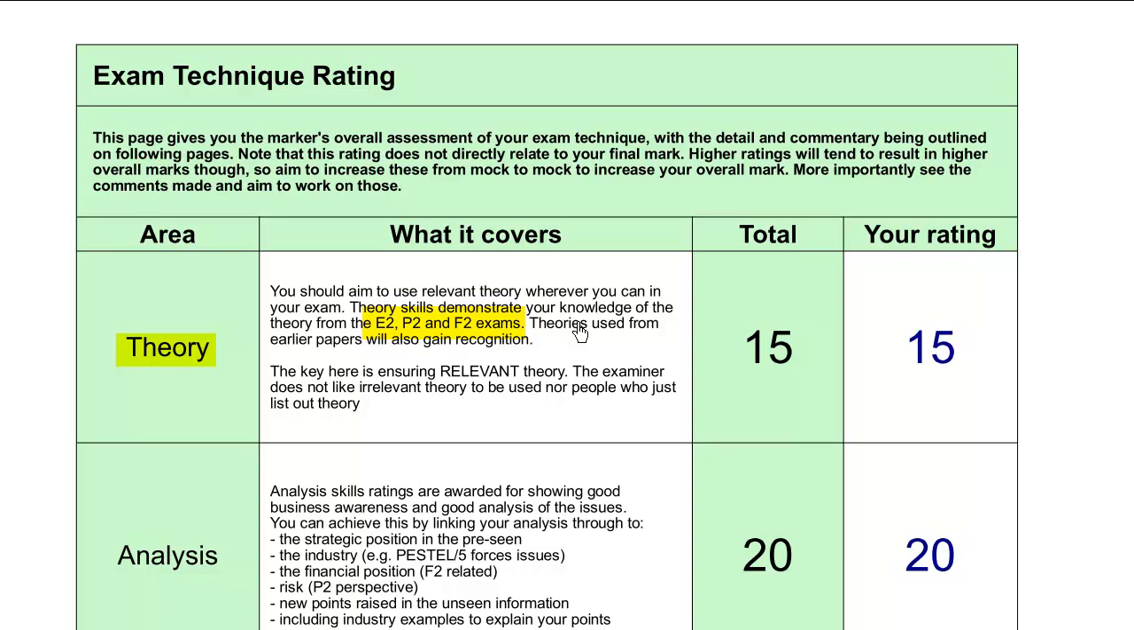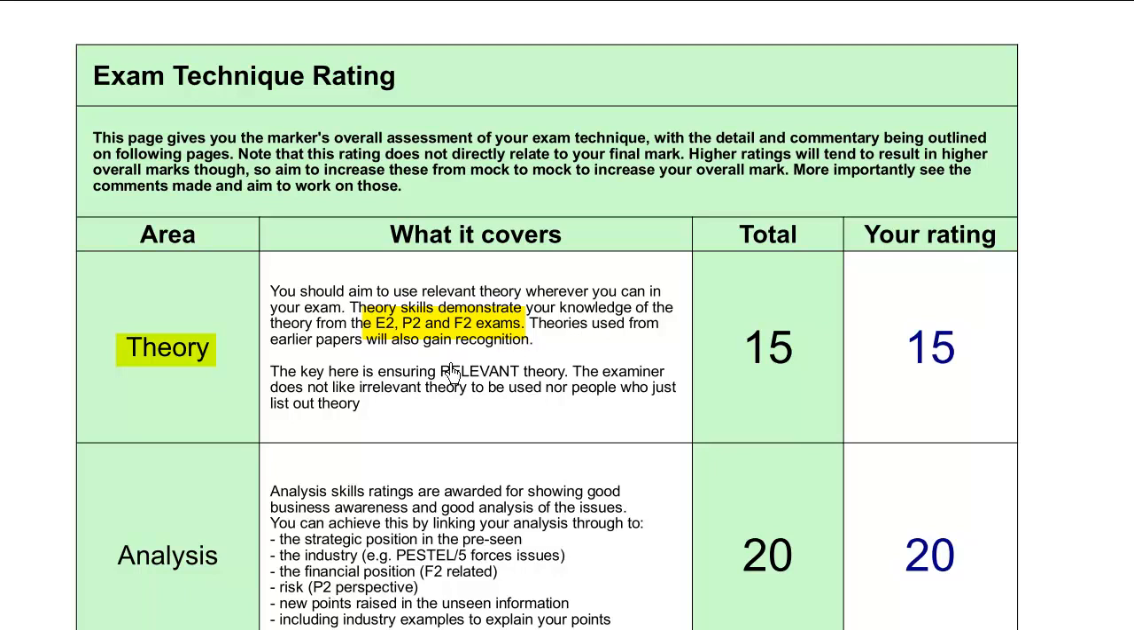Quite often if you've got a people skills or leadership type question, you can bring in the E2 management theories and you won't have been told which one to do. So the question is, are you demonstrating and bringing that in, even if the question isn't actually telling you that you have to do that?